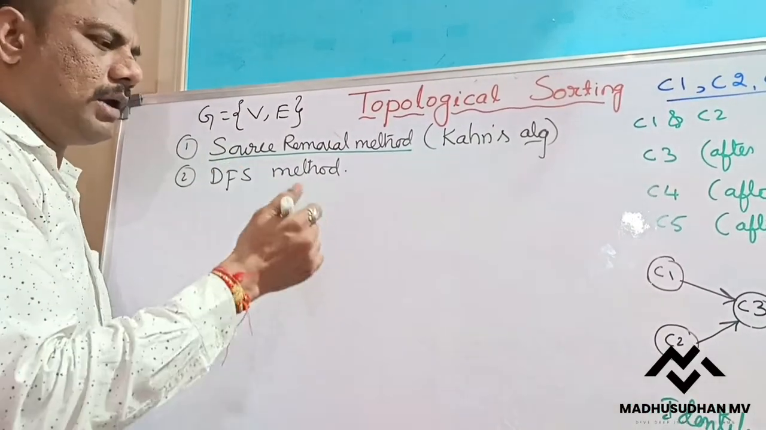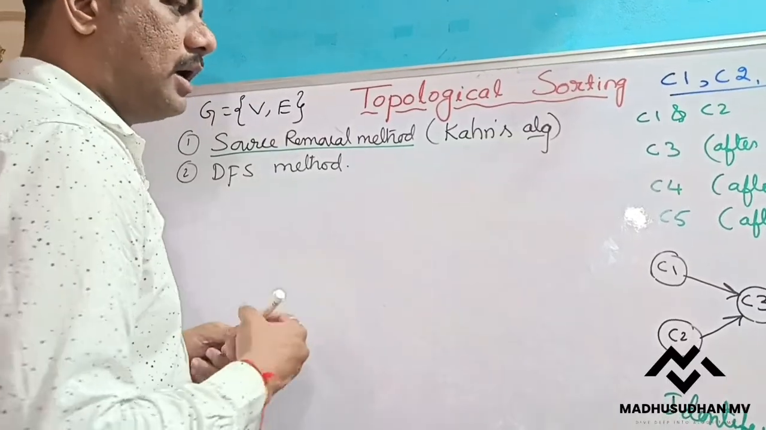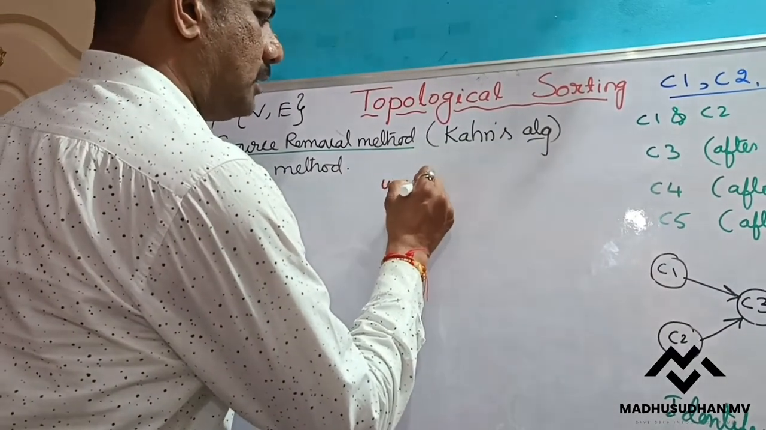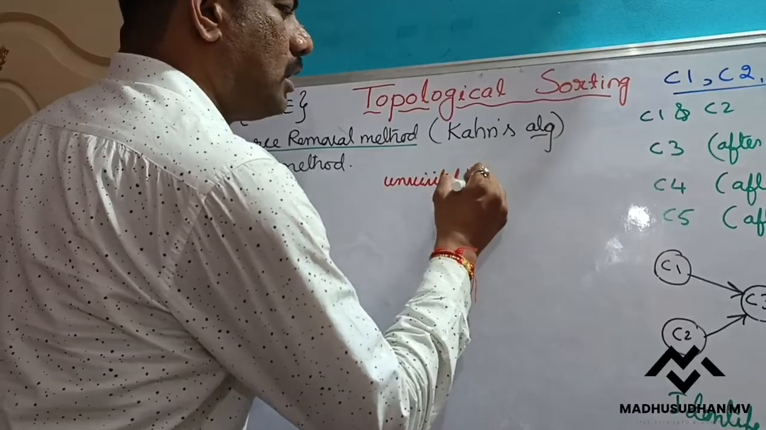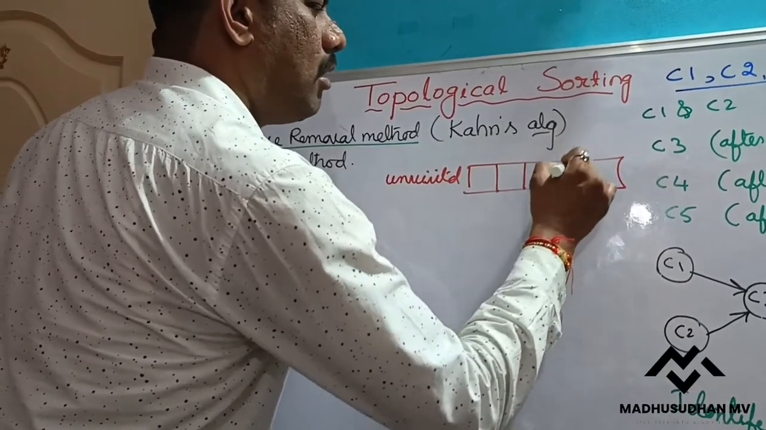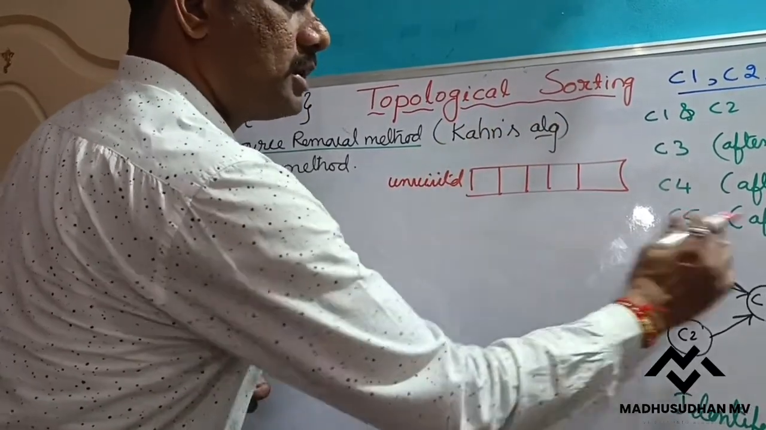According to this method, we maintain one array called the unvisited array. That means our intention is to visit all the nodes of the graph. So which nodes are there?